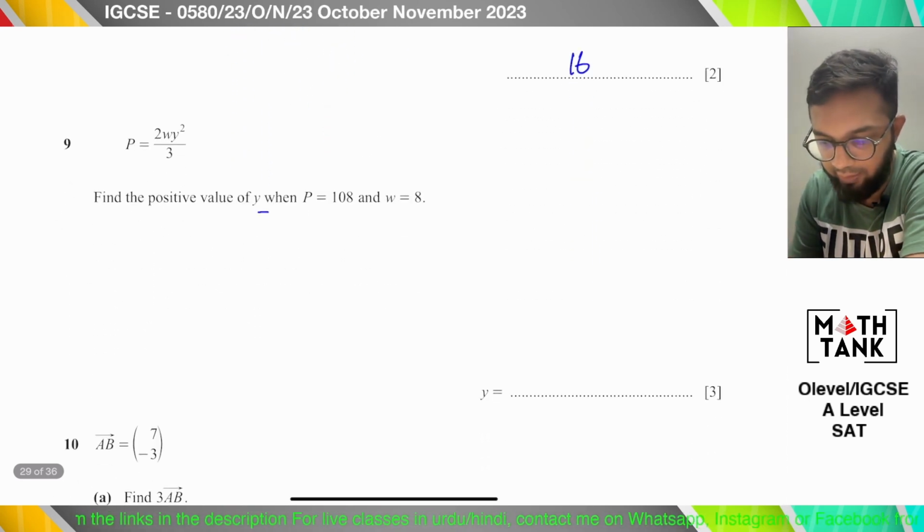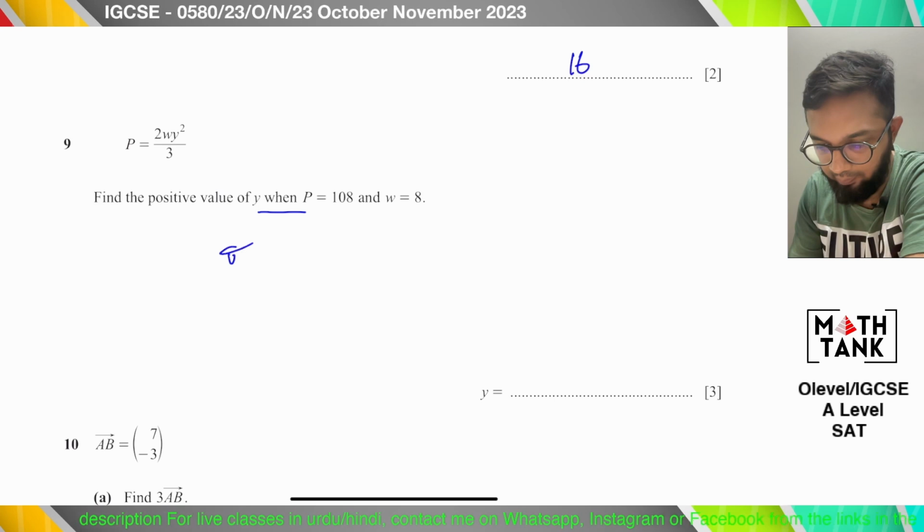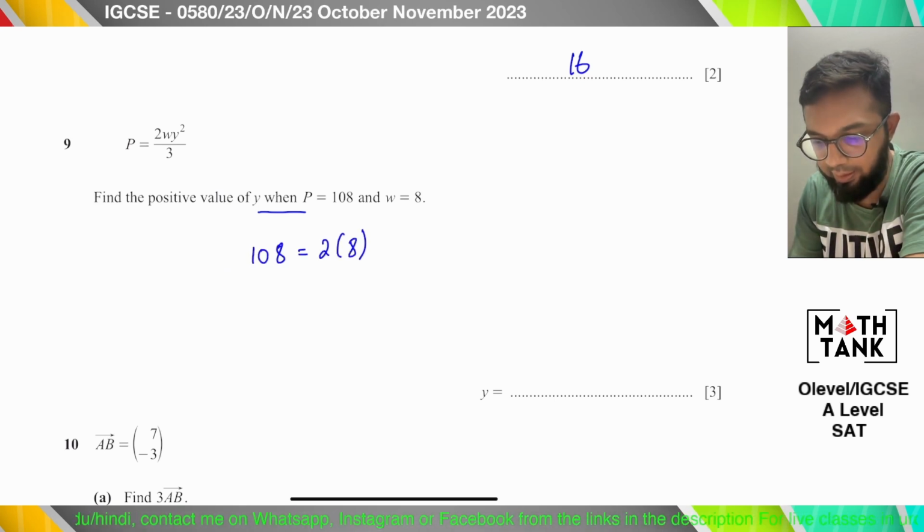Okay, find the positive value of y when p equals 108 and w equals 8.